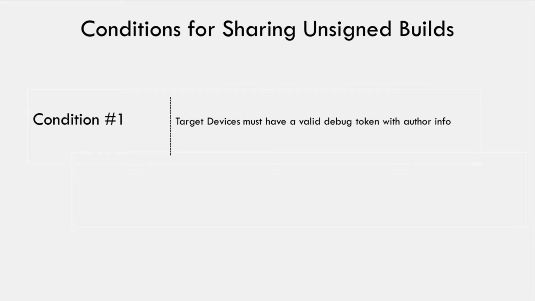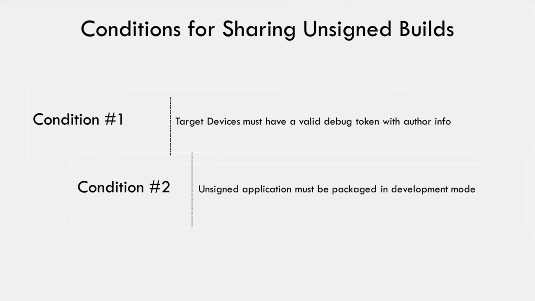BAR files are created in an unsigned state by default and are only good for sharing with others for deployment on their BlackBerry 10 devices under certain conditions. If those conditions aren't met, unsigned BAR files are considered by the device as unauthorized and are blocked by the operating system. For the operating system of the device to allow an unsigned BAR file to be installed, the device needs to have a valid debug token installed that has the same author information as the unsigned application BAR file. And the unsigned application BAR file needs to be packaged in development mode.